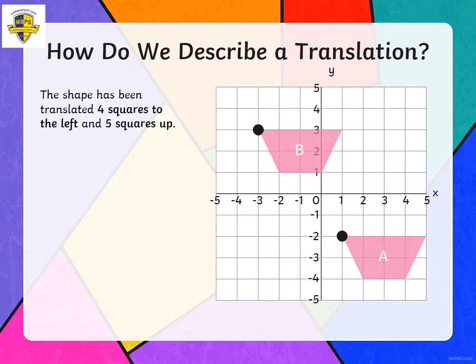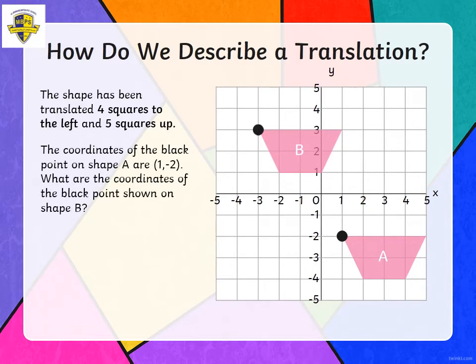Then how many squares did we shift up? 1, 2, 3, 4, 5. So this translation is 4 squares to the left and 5 squares up. Now, if we want to check the new black point, where is it? It's now on -3 and 3. Excellent.